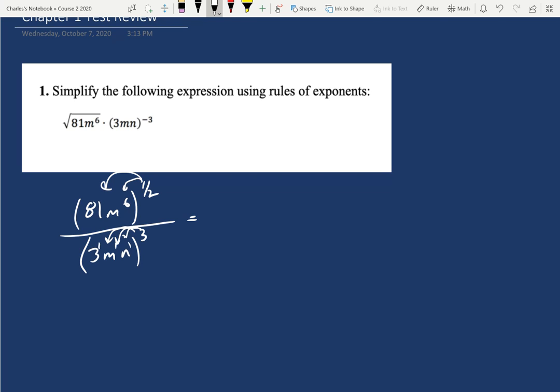factors inside the parentheses. So I need 81 to the 1/2 power, which is the square root of 81, which is 9. I need m to the 6 divided by 2, which is 3. Then on the bottom, I have 3 to the 3rd power, which is 27. M to the 1 times 3, which is m to the 3rd. N to the 1 times 3, which is n to the 3rd. The m to the 3's are going to cancel. 9 over 27 cancels to 1 over 3. And I get 1 over 3n to the 3rd.